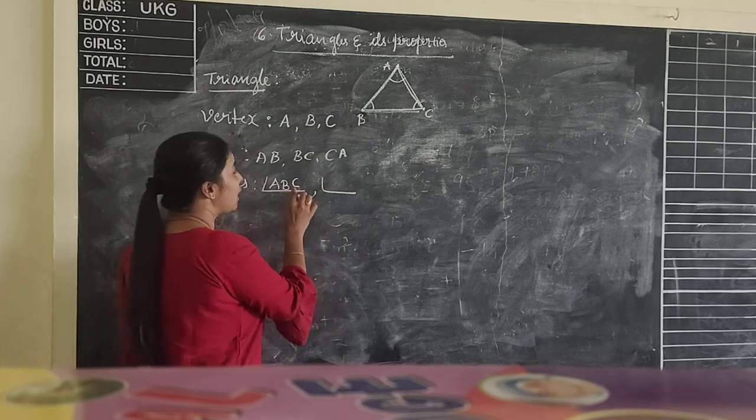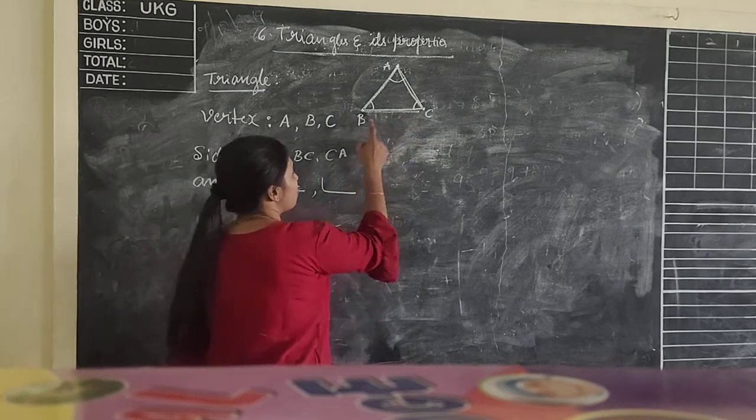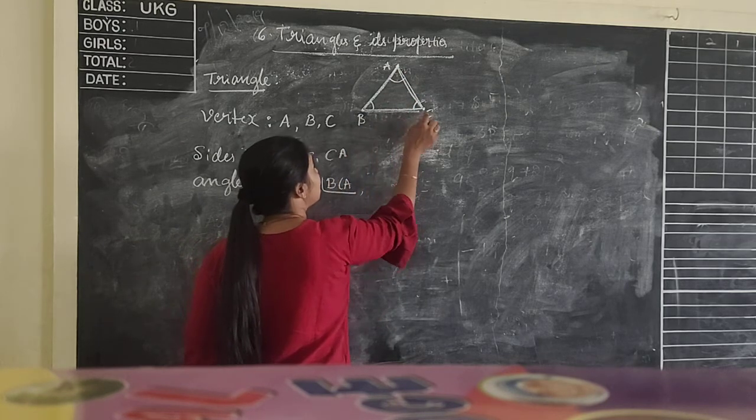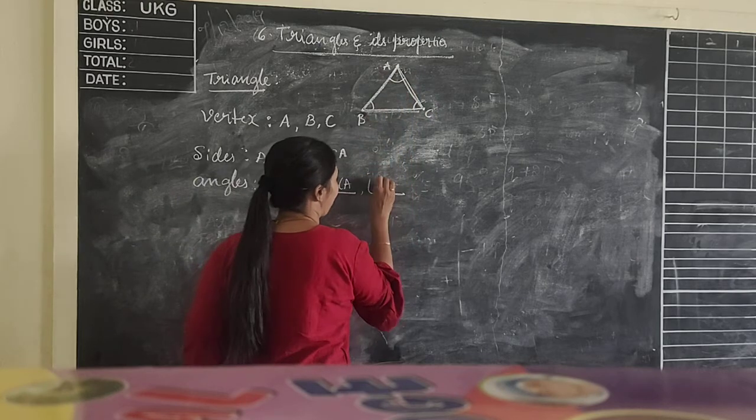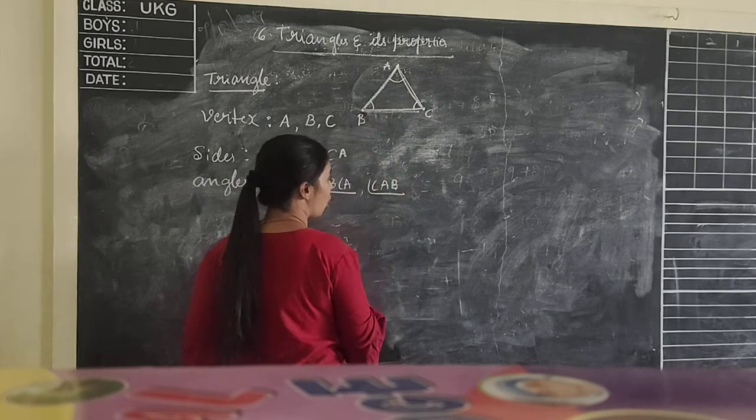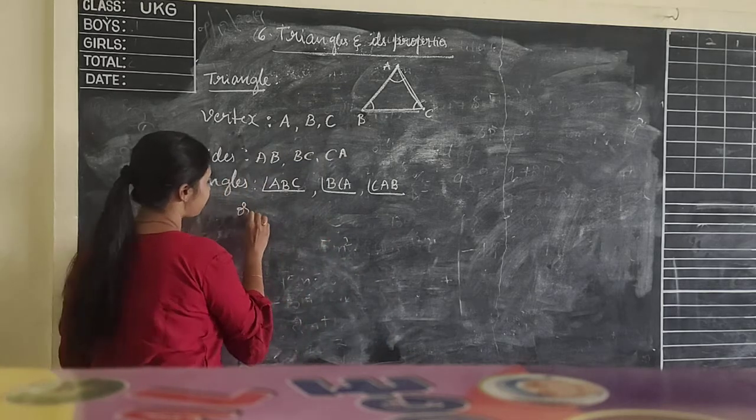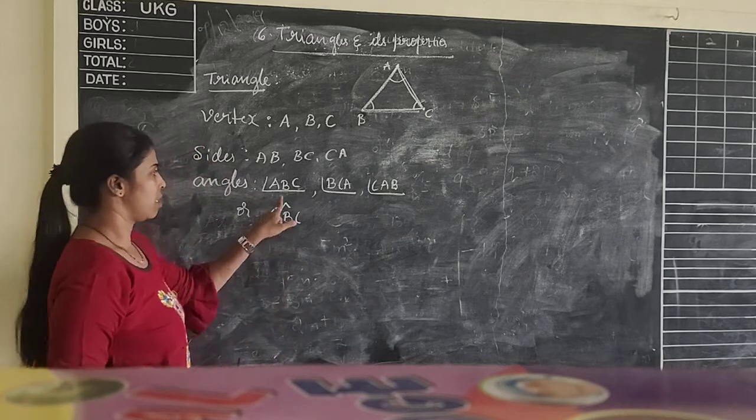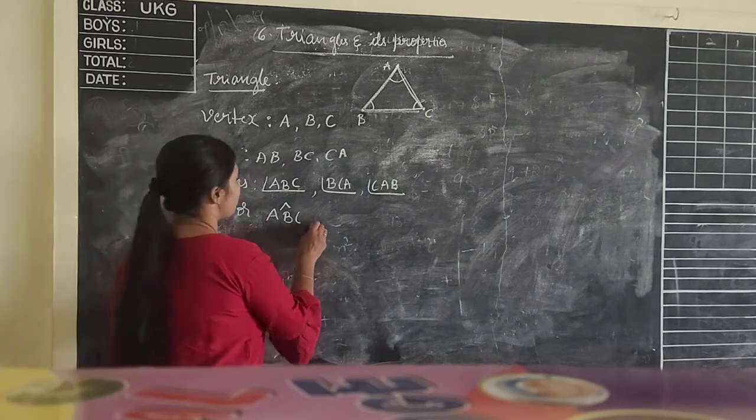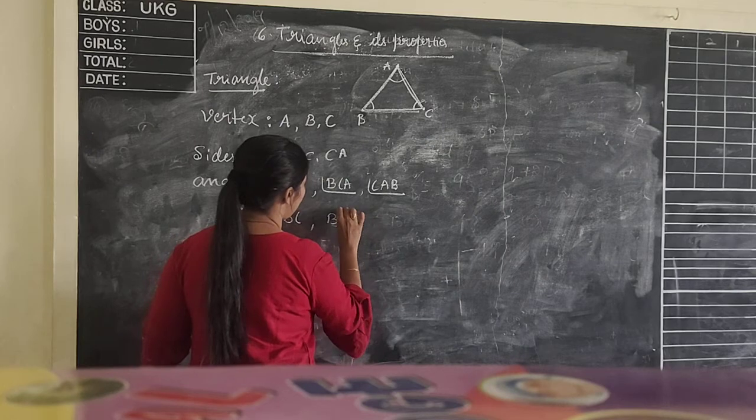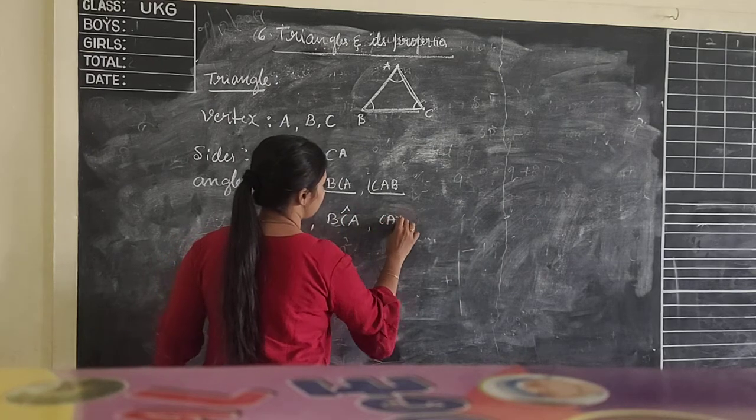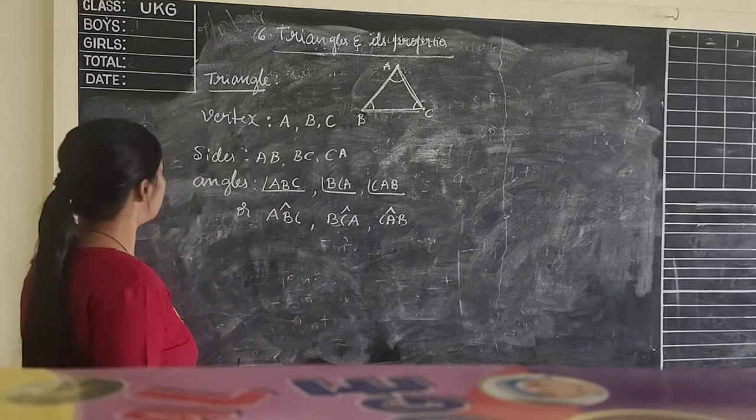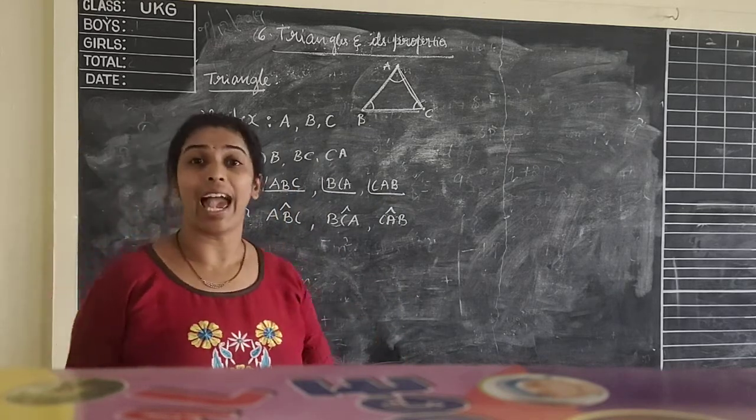Always write in the order. That is easy. Next, I want to write B, C, A. Next, I want A, C, B or A, B, C. Or like this also they will mention. Which angle you mean, upon this symbol, this is the angle. Got it? Vertex, sides, angles.